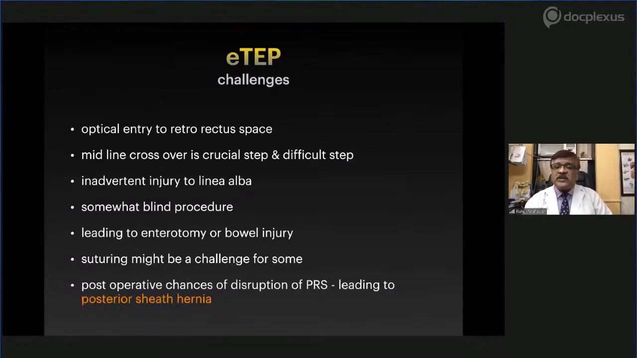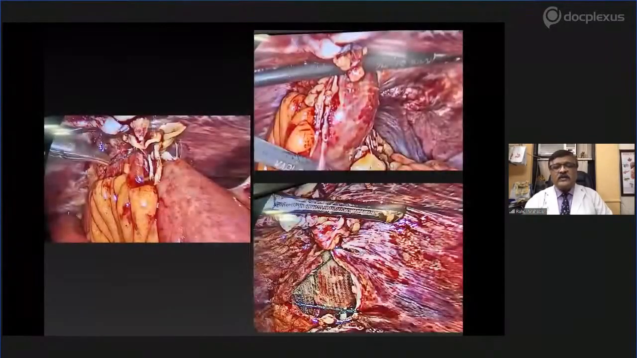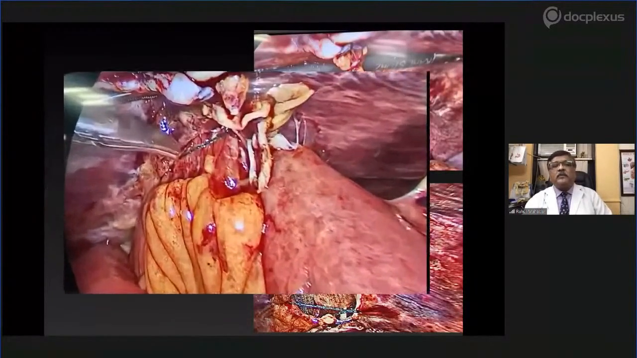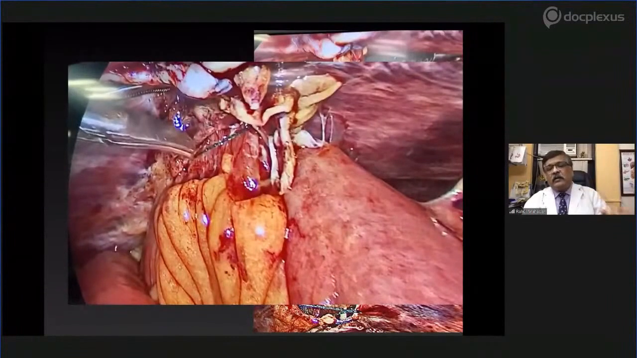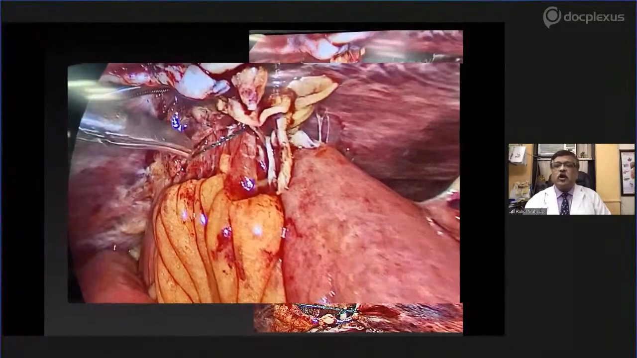And post-operative chances of disruption of the posterior rectus sheath, leading to posterior sheath hernias. This is the most dangerous thing which can happen with the E-TEP RS. Now here you can see one of the patients was operated on by some surgeon, and he came to us with this particular picture, wherein you can see the bowels are entrapped between the posterior rectus sheath and the mesh and causing intestinal obstruction.